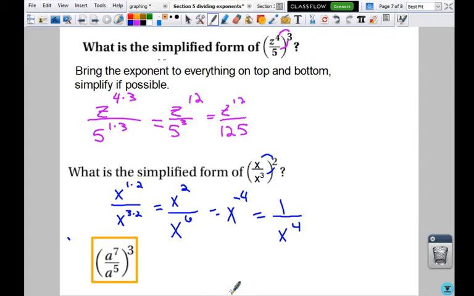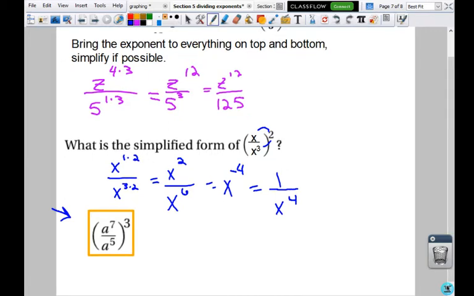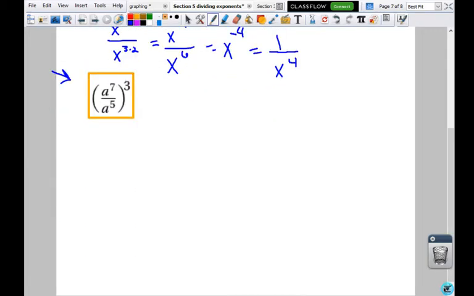Alright, last in-class problem. Do this one in the box. Simplify a to the 7 over a to the 5th, and then outside those parentheses to the 3rd power. And then we're going to have one last person do it on the board.